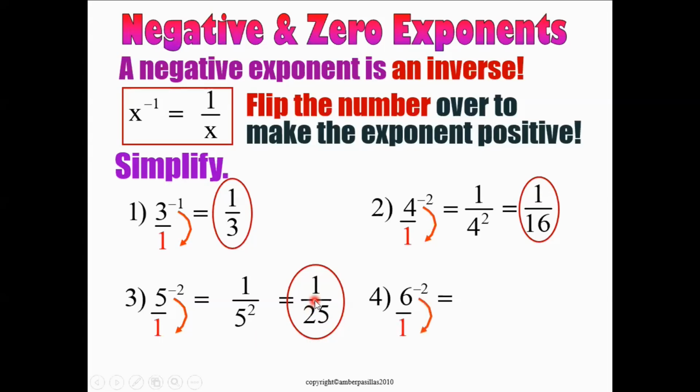And let's look at our final example, 6 to the power of -2. So I'm going to have 1 over 6 to the power of 2, and my final answer is going to be 1 over 36.